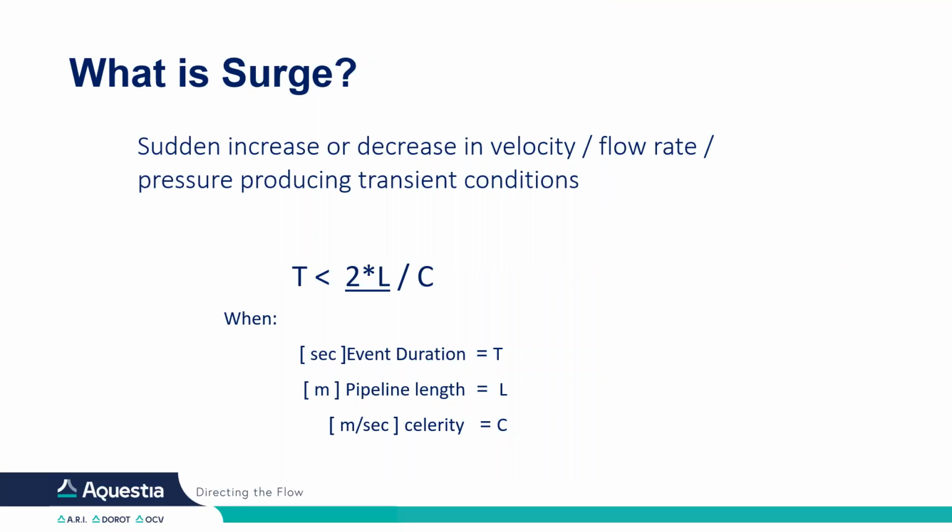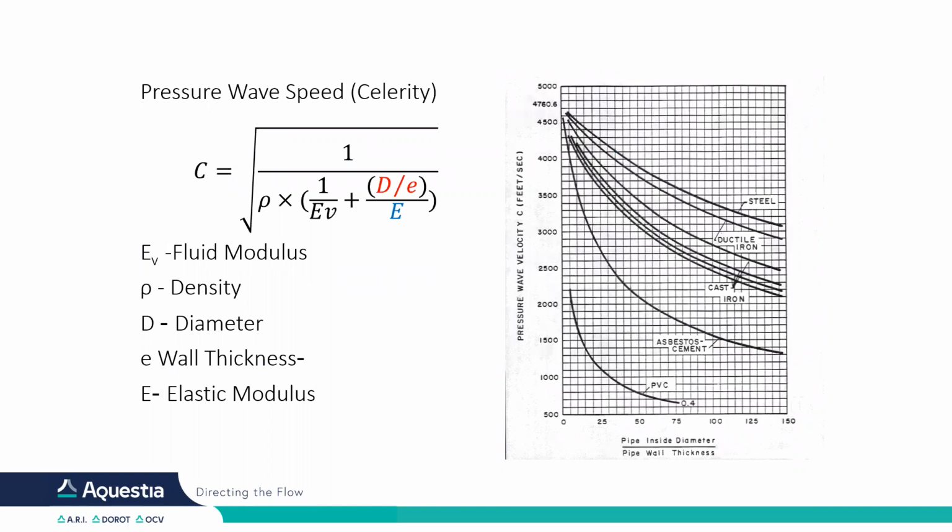So what is surge? It is a sudden increase or decrease in velocity, flow rate, or pressure producing transient conditions. What is sudden? It means the event duration T is less than 2L divided by C, where L is the pipe length and C is the celerity of the pipeline. What is celerity? It is the pressure wave speed.